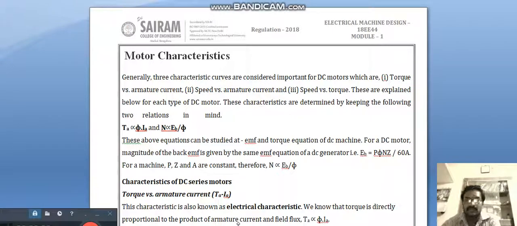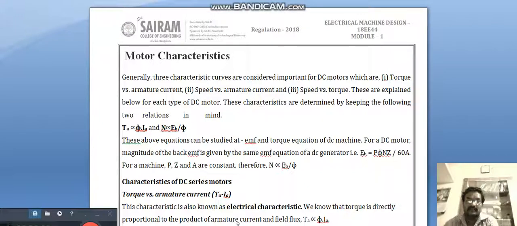Hi to all. In this video, we are going to see the characteristics of DC motors: the DC shunt motor, DC series motor, and DC compound motor. Generally, three characteristic curves are considered important for DC motors, which are torque versus armature current, speed versus armature current, and speed versus torque. These are explained below for each type of DC motor.